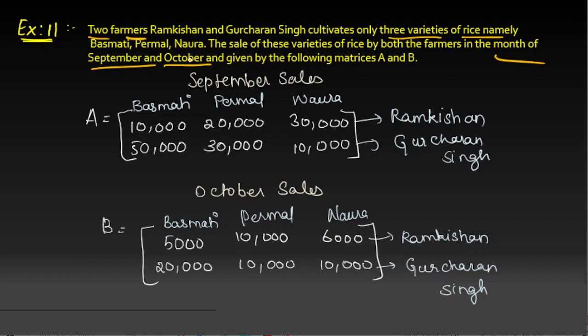By the following matrix A and B. So there are two matrices A and B. A matrix is going to represent the September sales and B matrix is going to represent the October sales. In that, the first row is representing Ram Kishan's sales, and the second row is going to represent Gurcharan's sales. So names are given and October and September sales are given. Now, the questions are starting in the next slide.